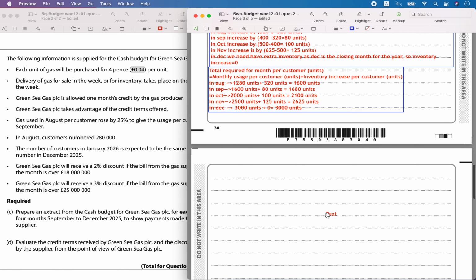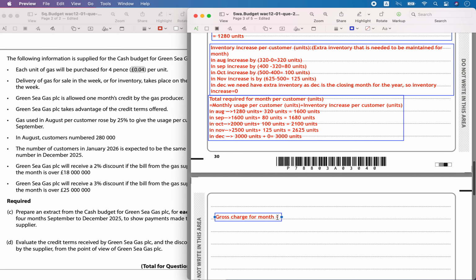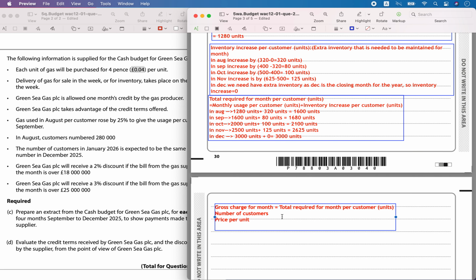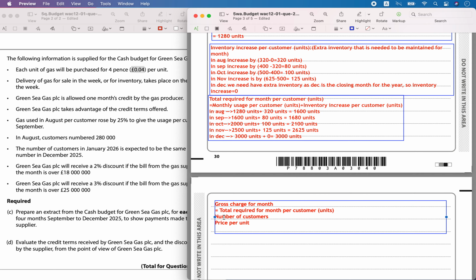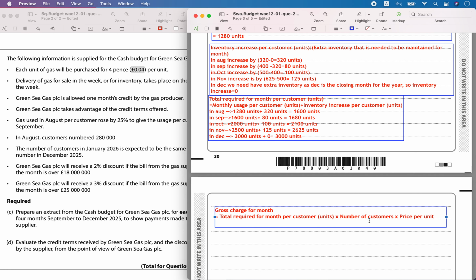Then the gross charge. The gross charge will be the total price paid by all the customers. So it will be equal to the total required for the month times the customers times the rate. So total required consumption by the customers for the entire month into the total number of customers into the price paid by each customer.